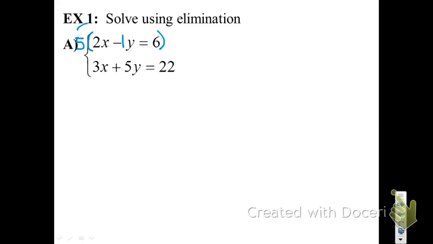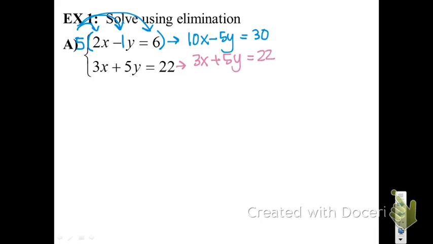So when we get that 5, we distribute it to all of our terms and we rewrite the equation. I'm going to write it right to the side. So I multiply the 5 through and I get 10x minus 5y equals 30. Then I'm going to rewrite the bottom equation. I don't have to change it at all. 3x plus 5y equals 22, and then I'm going to make sure that I've created opposite coefficients. As you look right here, you can see that one's a -5, the other is a +5, and they are opposite coefficients. So once those have been created, you go ahead and add, and we're going to add straight down.